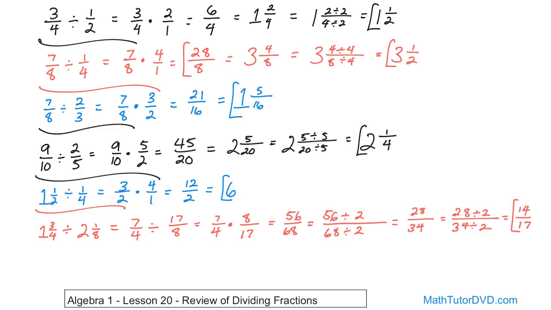So that, in a nutshell, is how you divide fractions. You just simply change the division to multiplication, flip the second fraction over, and then do the multiplication as we've always been doing up to this point.